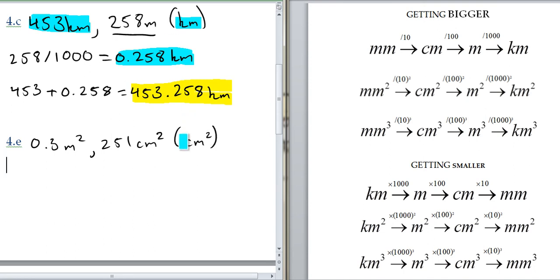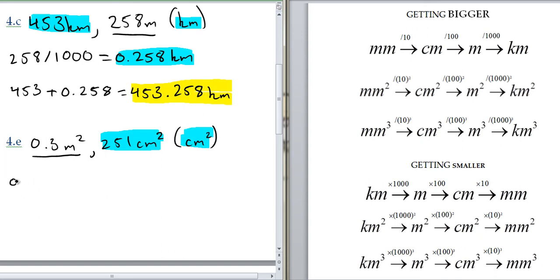Now again, this is what we want. We already got that in this part of the question. So the only one we need to convert is the 0.3 meters squared. Well, to go from meters squared to centimeters squared, we're getting to a smaller unit, so we're getting smaller. So we multiply by 100 squared.